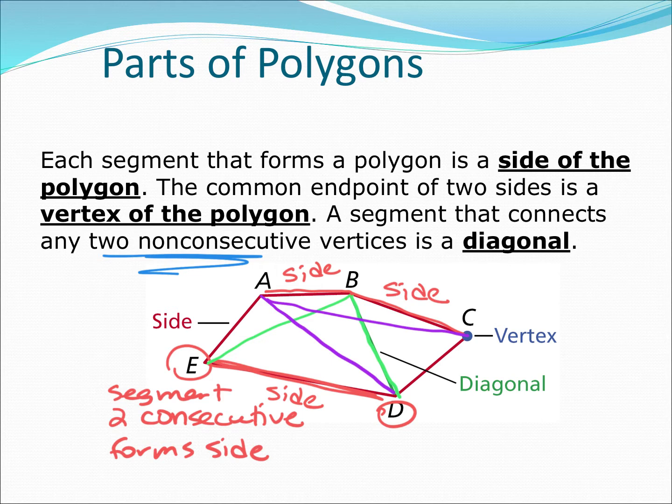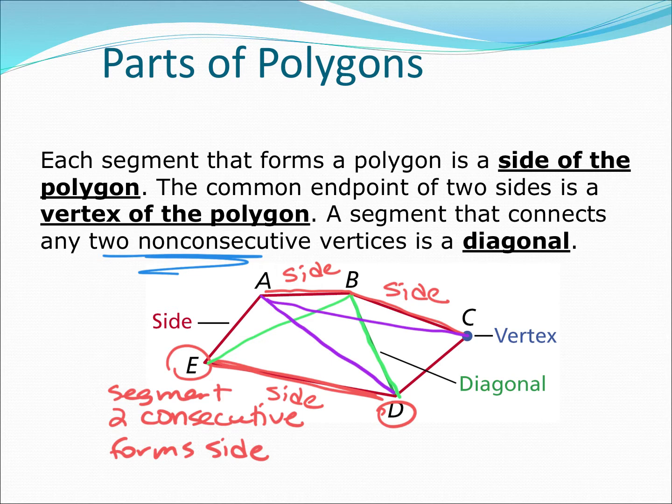Again, where the endpoints of the two sides meet, that's called the vertex. And then when you connect two non-consecutive vertices, that connection is called a diagonal. And then the connection of two consecutive vertices, that's called a side.